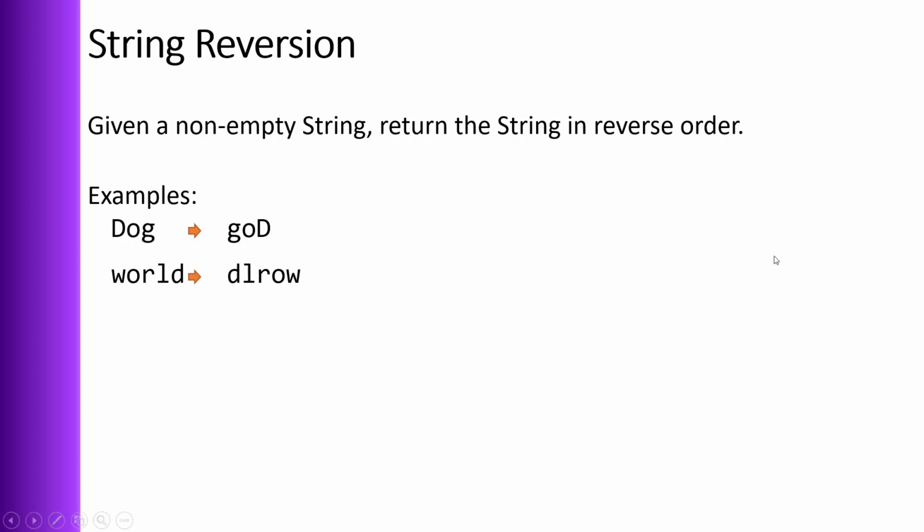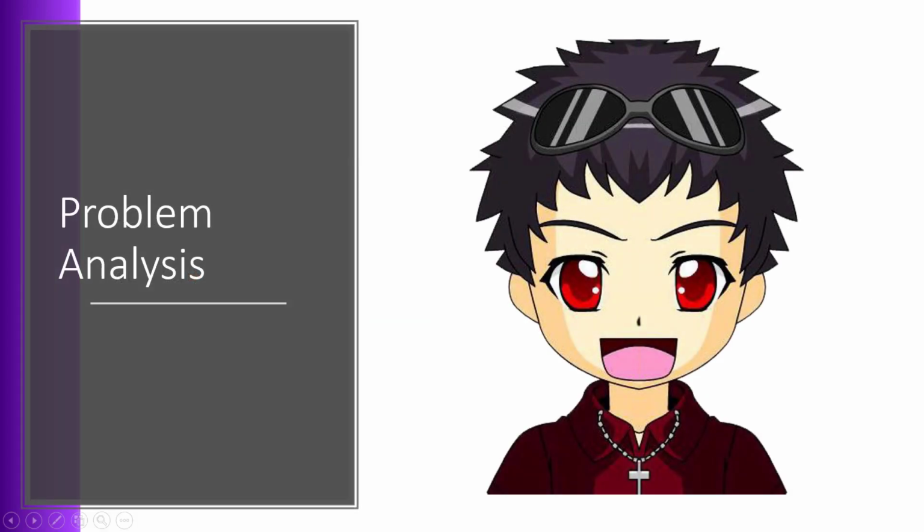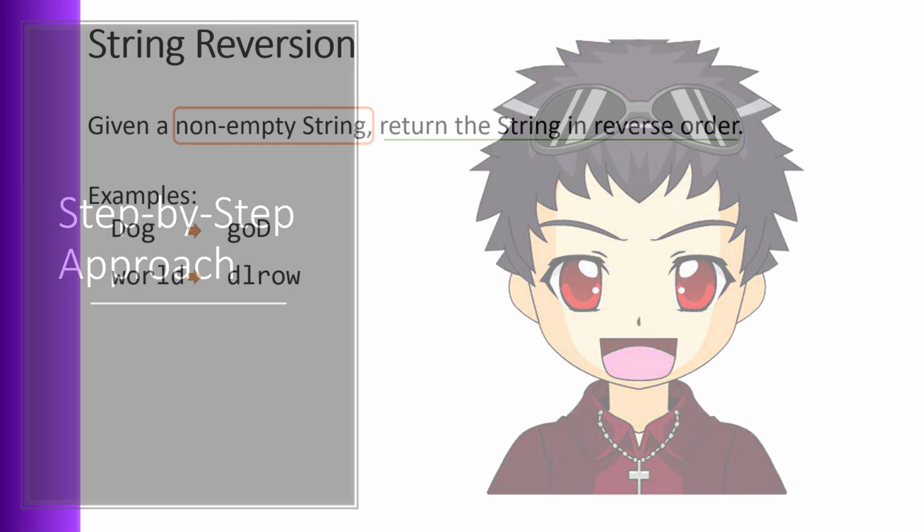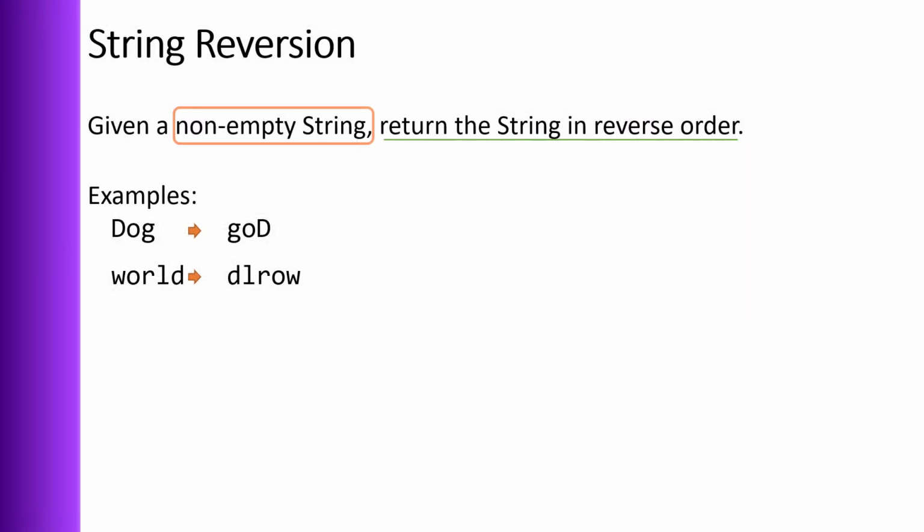Okay, so let's analyze the problem. It is quite straightforward actually. We are given a non-empty string, so we are quite sure that there is at least one character there. And we have to return the string in reverse order. So here is the approach that we will be having.